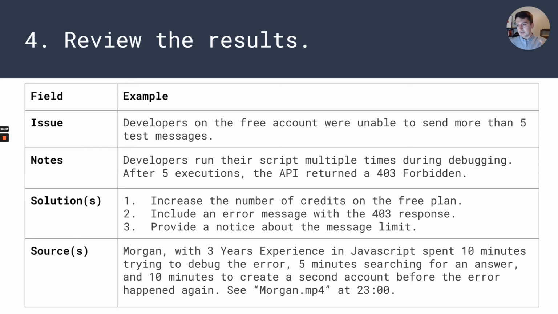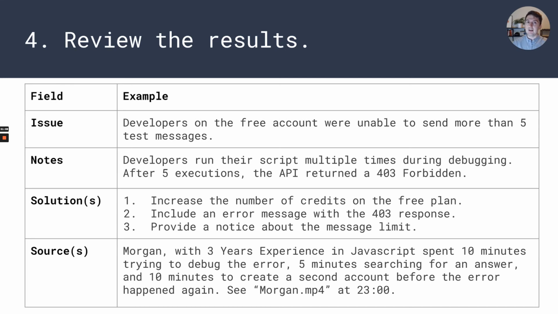So going deeper into the notes or description of that issue, what were the problems? Well, developers run the script every time they want to debug, right? They run the script, they make a change, they run the script. After 5 executions, they hit a limit on the free account, and they get, say, a 403 error with no error message, right?